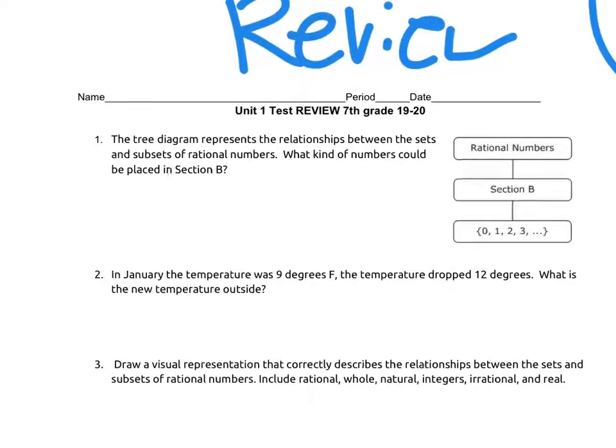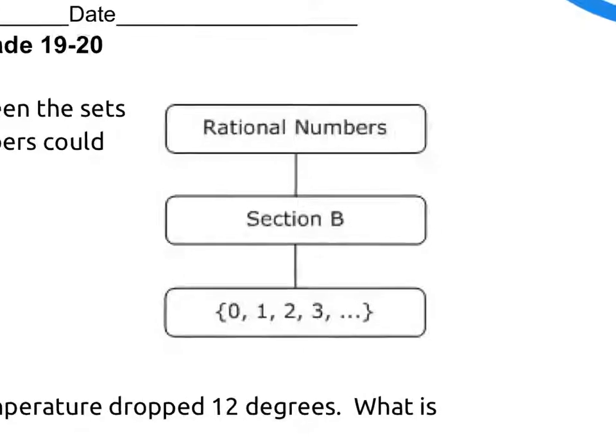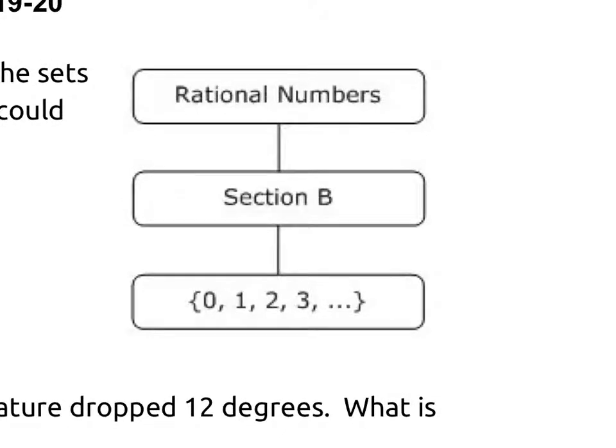So I'm going to take a look at number 1 here. It says the tree diagram represents the relationship between the sets and subsets of rational numbers. What kind of numbers could be placed in section B? So I'm going to jump over here. Right here we see 0, 1, 2, 3, so these are whole numbers.